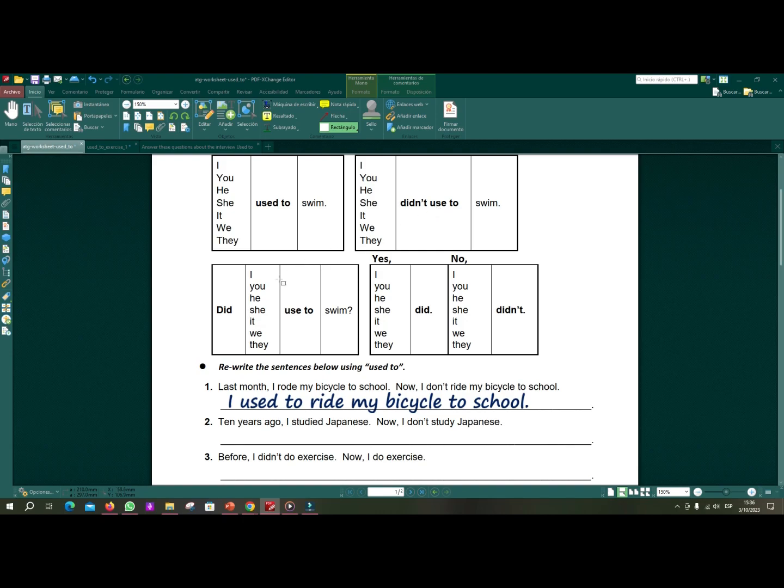Also, if you have yes/no questions, first the auxiliary did, then the subject, used to, but without the D, because that is like in the base form, because we have already did, and also the verb in the base form, the question mark. So, did she used to swim? Yes, she did, or you can say no, she didn't, right? Also in the answers, you're going to use the auxiliary, not used to in that case.